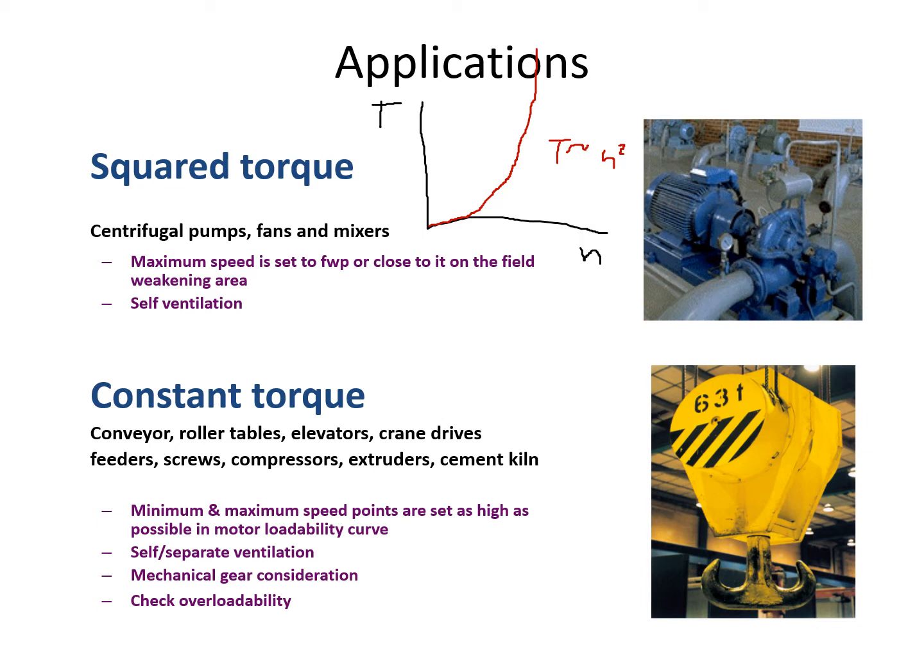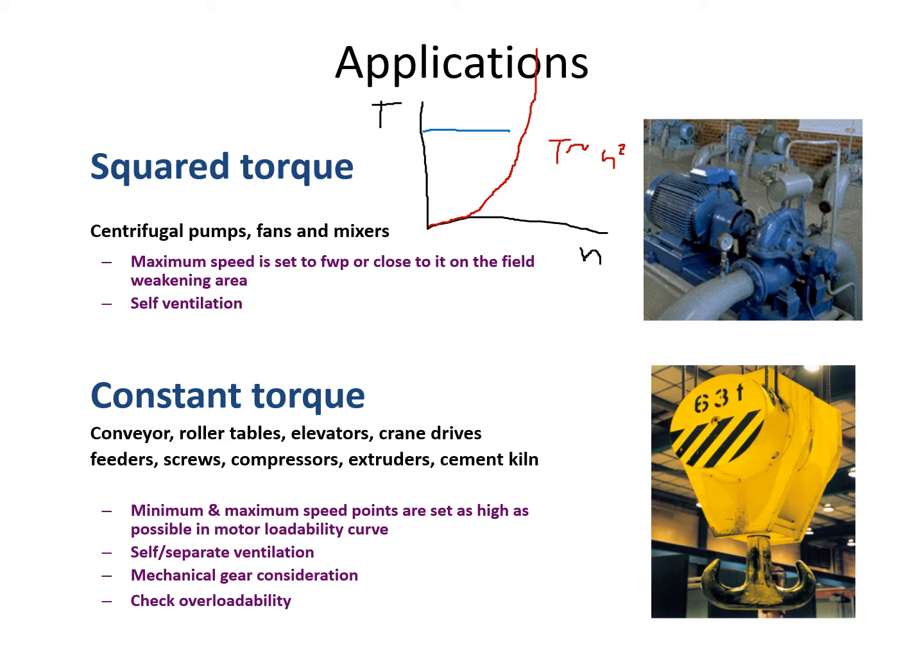Constant torque will be different. It will look like that. So torque is constant. Of course, for each torque type or torque curve type, we can find many applications. For example, for square torque, it's first of all pumps, fans, and mixers. For constant torque, there will be a different class of applications. So it's all kinds of conveyors, roller tables, elevators, screws, compressors, extruders, kilns, and many other applications.